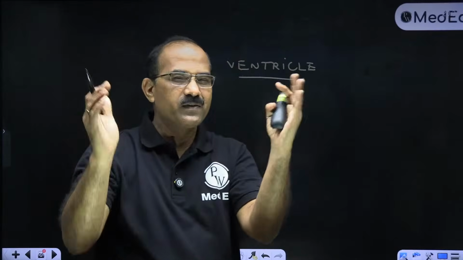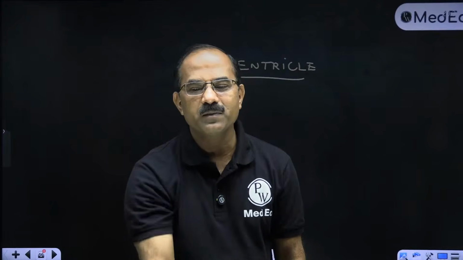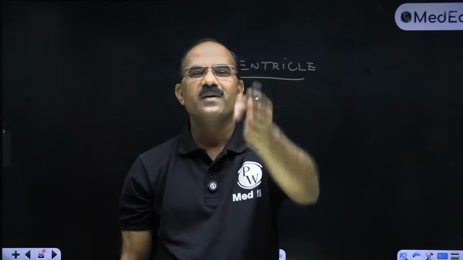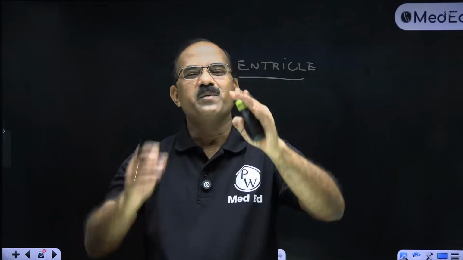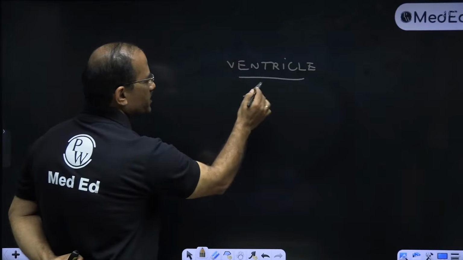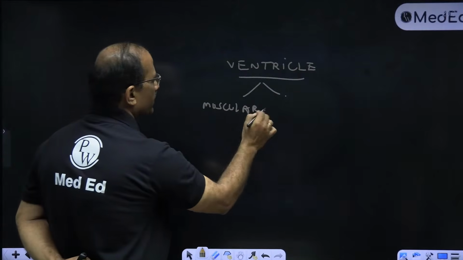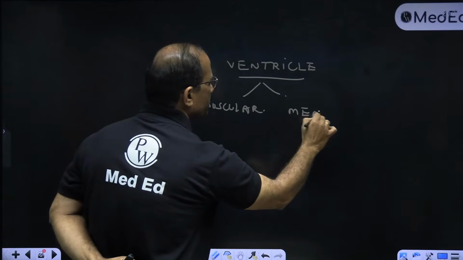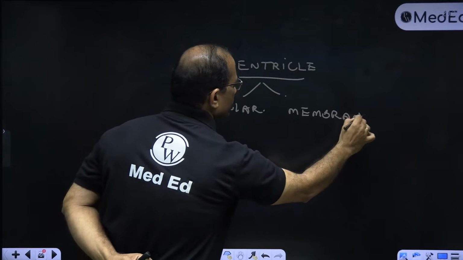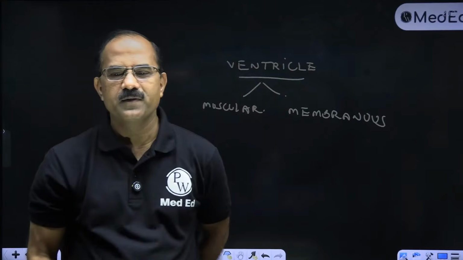Now coming to the ventricles. A septum forms in the ventricles. What is the septum? That is known as the interventricular septum. This interventricular septum is made up of 2 parts. One is known as the muscular part, and the other is known as the membranous part.